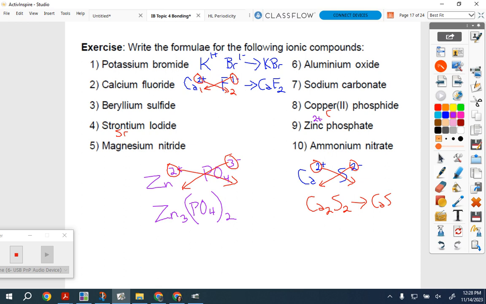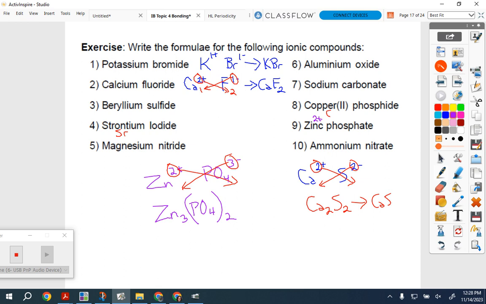Yes, you would. You would always reduce it to the lowest ratio. So if somehow you had 6 and 4 here, you would reduce it to 3 and 2. You don't see that very often because we don't usually have that high of a charge on the ions, at least the ones that you'll have to make compounds with. But yeah, you're always going to reduce it to the lowest possible ratio.